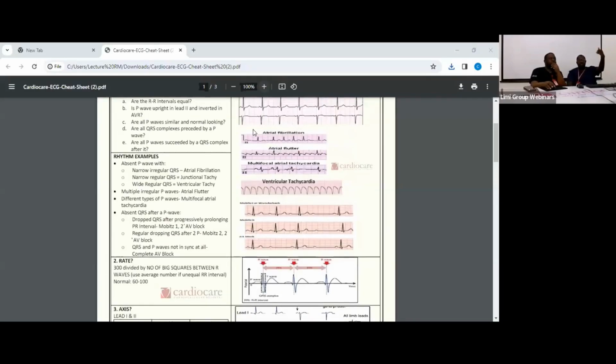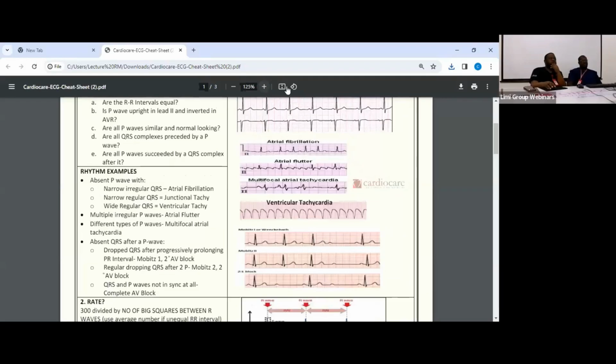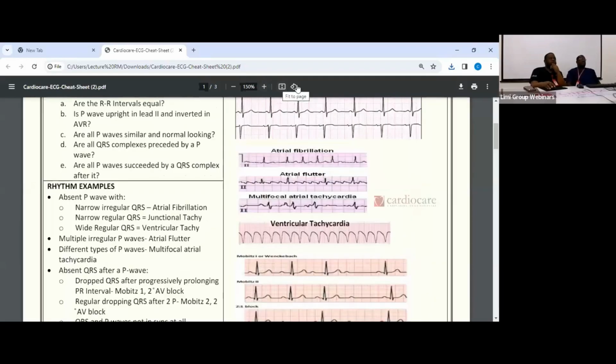So that's the junction. That's our traffic point that gathers everything from the atrium. There's an issue there, and it's disturbing the flow of signal impulse from the atrium to the ventricle. So again, we are seeing it here.